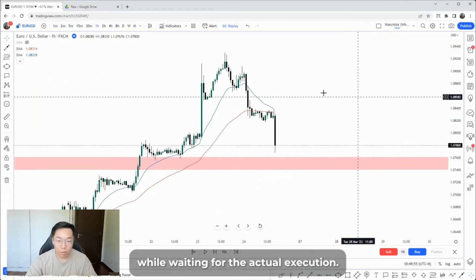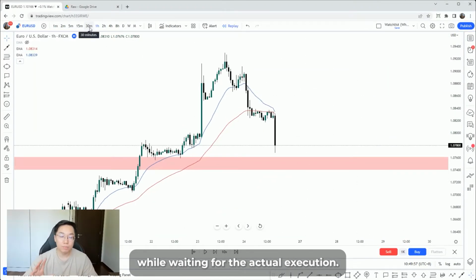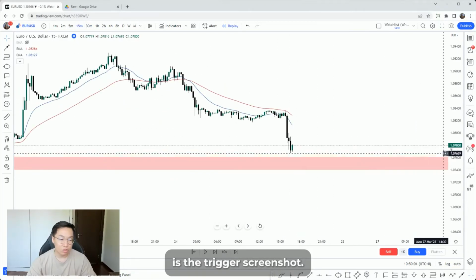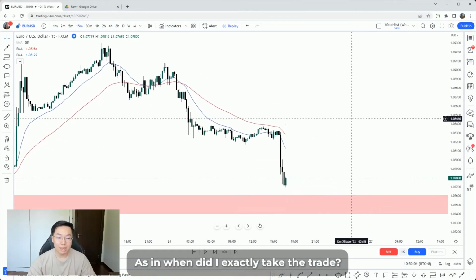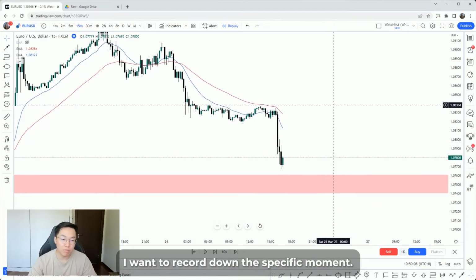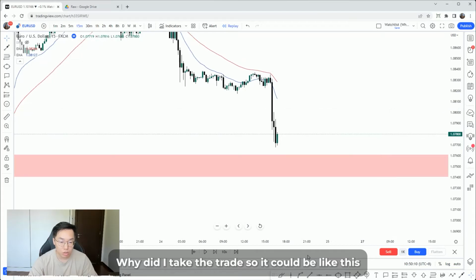Then right now we're waiting for the actual execution. All right, the one last screenshot I'd like to use is the trigger screenshot, as in when exactly did I take the trade. I want to record down the specific moment. Why did I take the trade? So it could be like this.